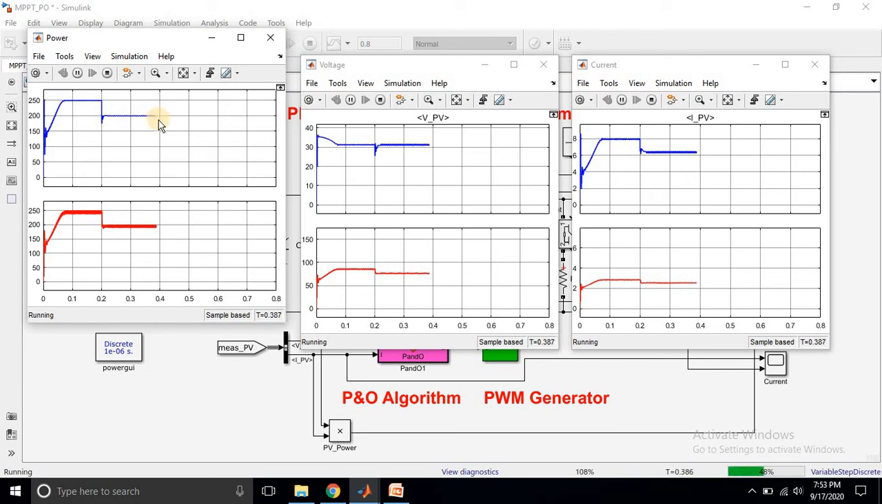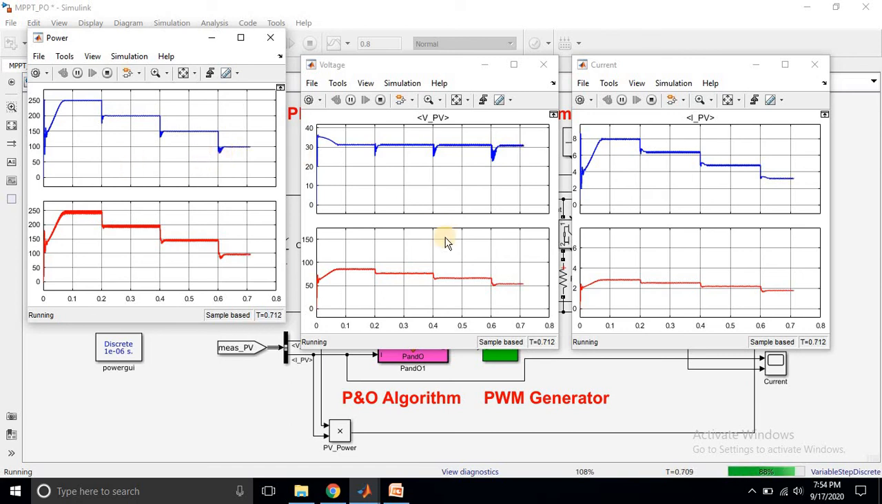After 0.4 seconds, the irradiation changes from 800 to 600. For 600 watts per meter square at 25 degrees Celsius, the maximum power is around 148.9. That power is also extracted from the solar PV panel because of the P&O MPPT algorithm. At 0.6 seconds, the irradiation changes from 600 to 400. For 400 watts per meter square, the power level is around 98.9 watts. That power is also extracted from the PV panel because of the P&O algorithm.